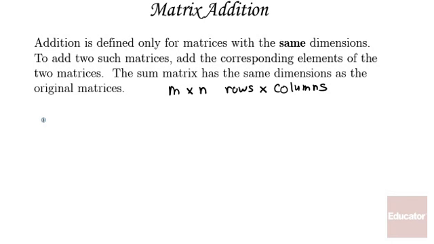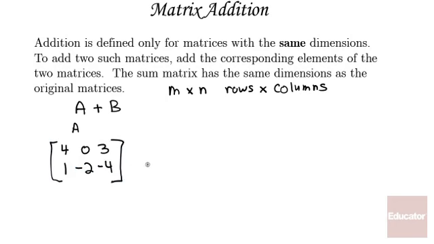To illustrate this, let's say that I have two matrices, A and B, and I want to add those together. My first matrix, A, will be 4, 0, 3, 1, negative 2, negative 4. And I have a second matrix, B, that I'm going to add. So A plus B.